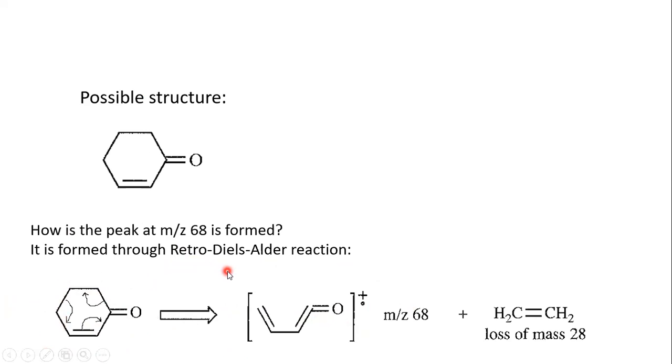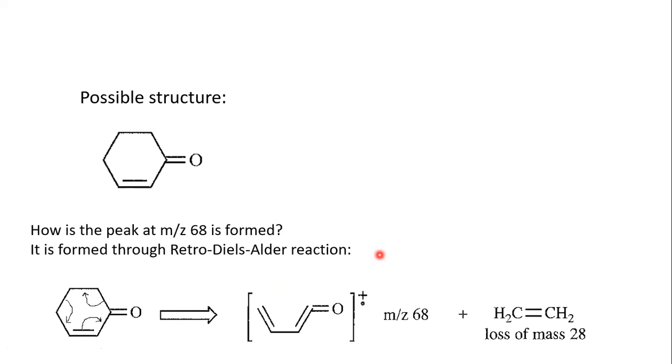So remember that the retro-Diels-Alder reaction also occurs, if possible, in the ionization chamber of a mass spectrometer, and as a result, we get these peaks. So this is how we can explain the formation of this peak at m/z 68. I hope that now you will be able to follow this type of strategy and find out the structure of different compounds.